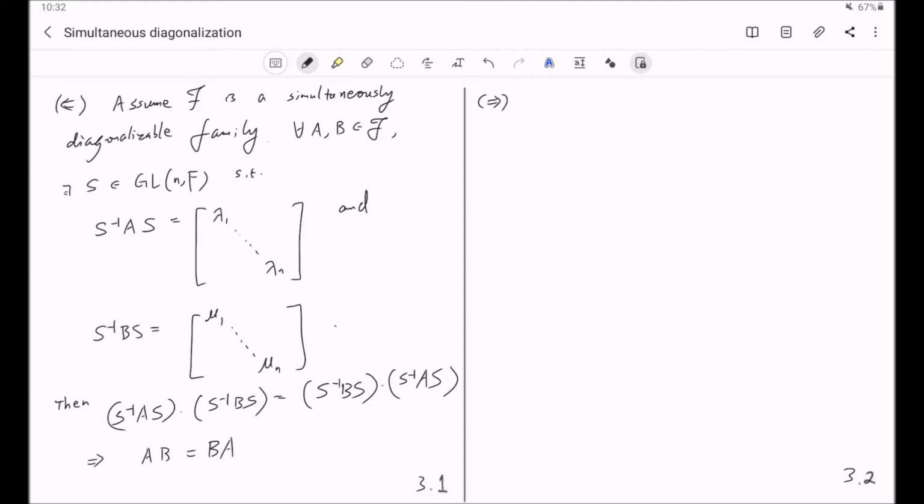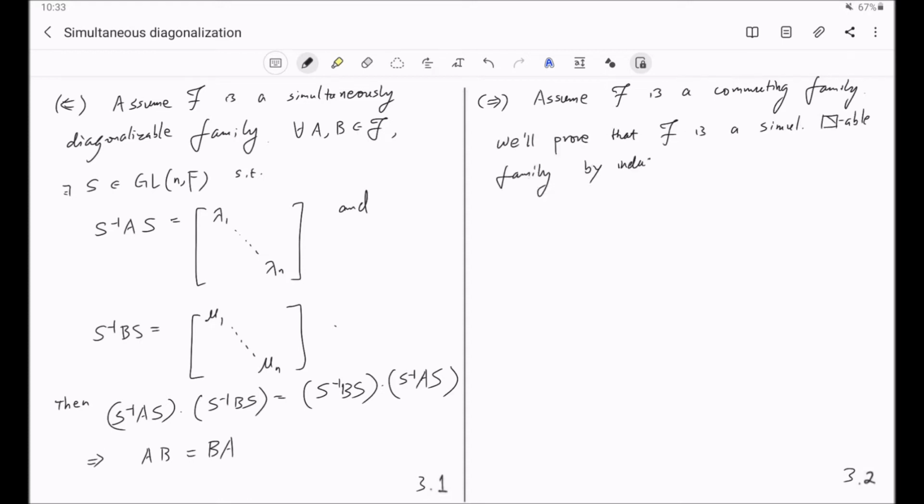For the forward direction, now we assume F is a commuting family. And we will prove that F is a simultaneously diagonalizable family by induction. Induction on the size of the matrix n. If n is equal to 1, then every matrix is a scalar matrix, and there's nothing to prove.